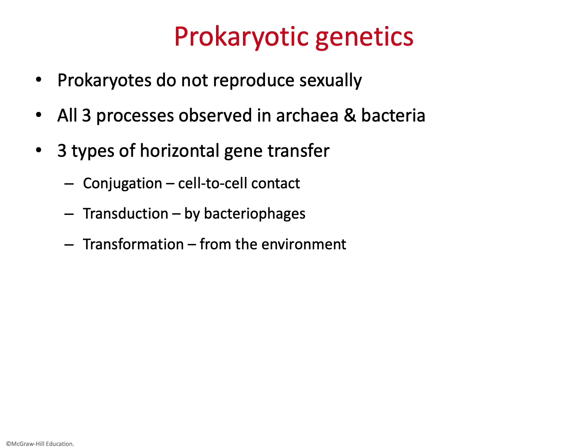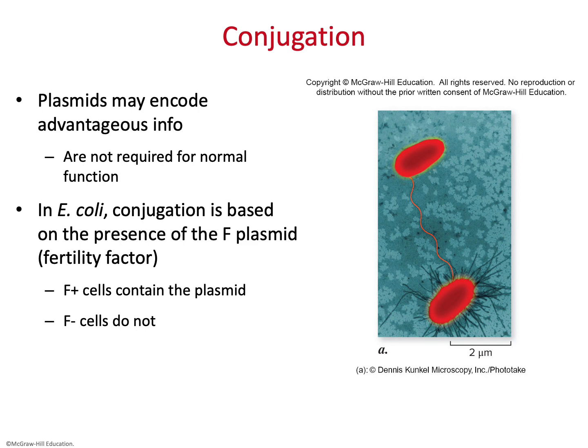So let's look into what these three types of horizontal gene transfer methods are. We have conjugation, which is cell-to-cell contact. We are going to learn about it in a little bit. We have transduction, that is actually carried out by bacterial viruses called bacteriophages. And lastly, we have transformation, which is acquiring DNA and genetic material directly from the environment. So without further ado, let's go into conjugation.